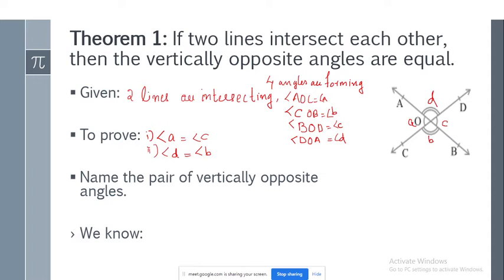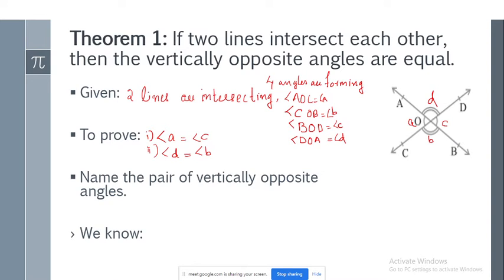Now, what are the things we know? Can you answer through the chat box also? So I will get all your answers. Vertically opposite angles are equal, that we need to prove, Geetika. In the last class, we learned about linear pair axiom, right? So that is the only thing we know now.